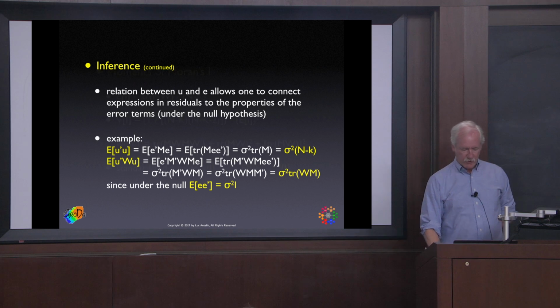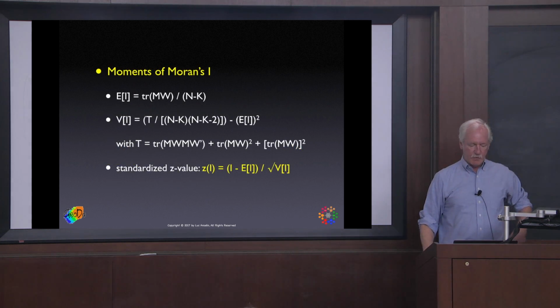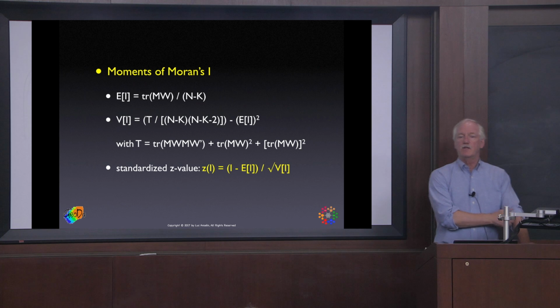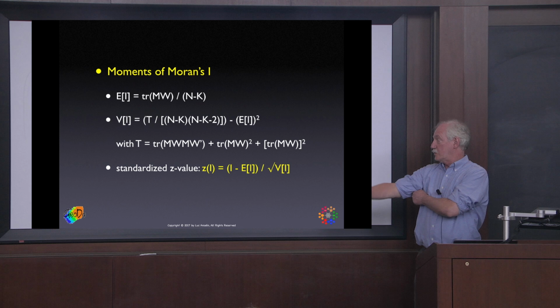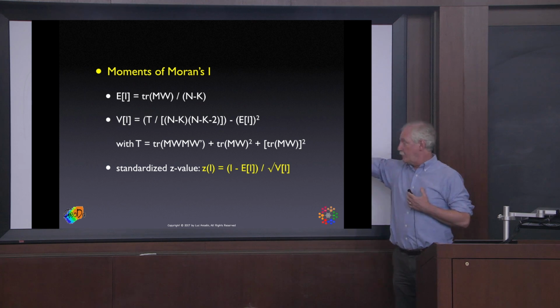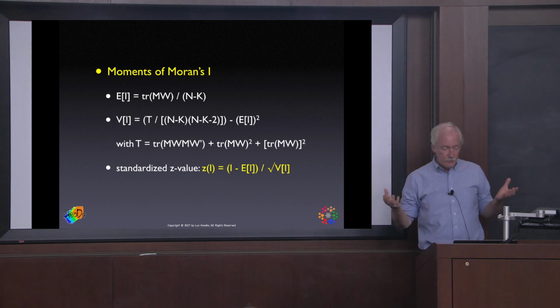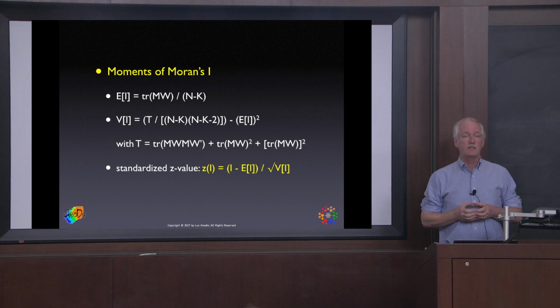We can approximate these moments by these expressions. The variance, I will spare you that, but it's the same approach. It's just a little more complicated. And we end up with this thing. So what do we do in practice? We do an approximation. We approximate the distribution of the statistic by a standard normal distribution.